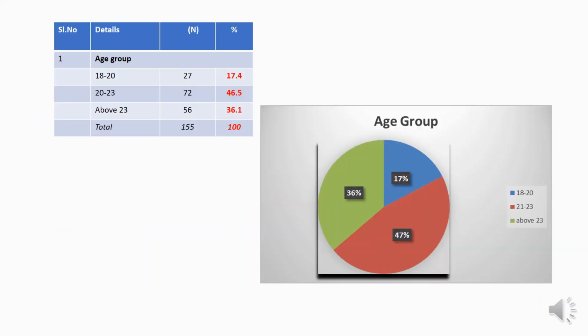In that, 47% is the highest here. So 47% of people belong to the age group between 21 and 23. So, let's look at another slide.